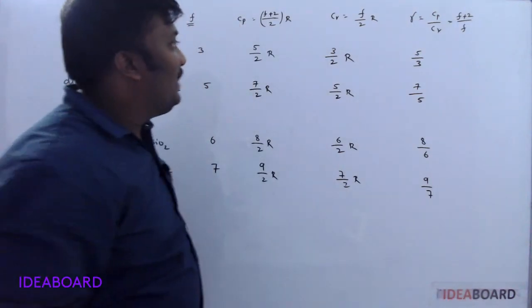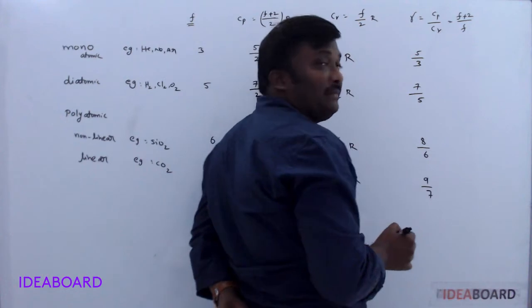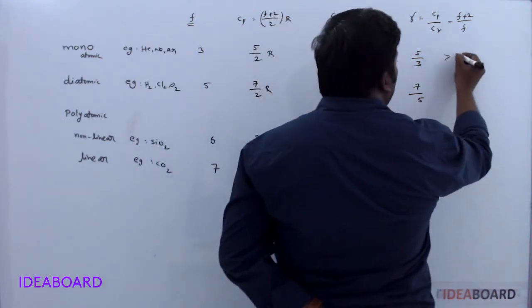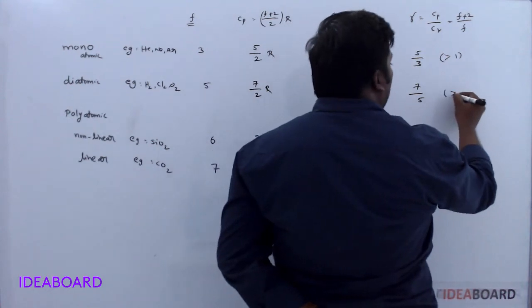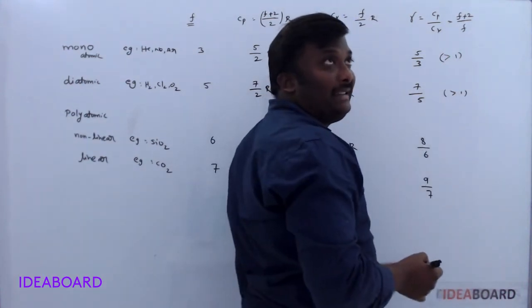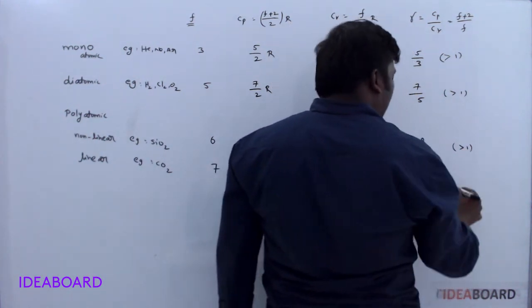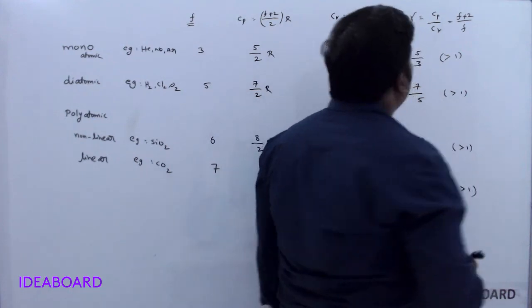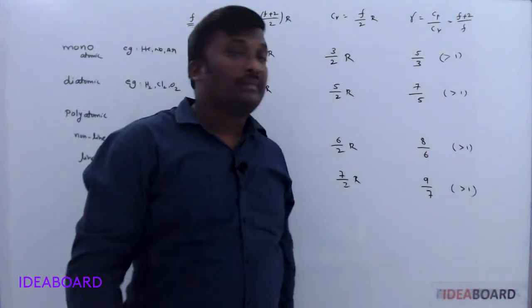Let us see about these values. 5 by 3 is nothing but 1.66, this is greater than 1. 7 by 5, 1.4, it is also greater than 1. 8 by 6, 4 by 3, 4 by 3 means 1.33, greater than 1. 9 by 7 is also greater than 1. So always the ratio of the specific heats is greater than 1.